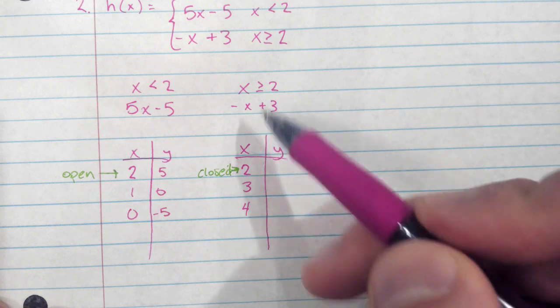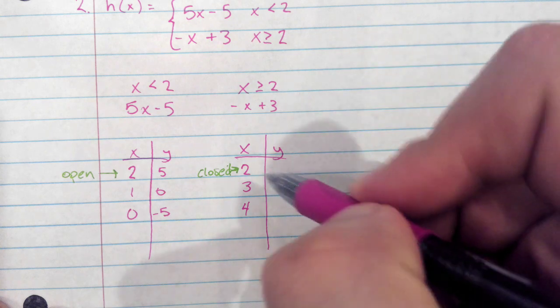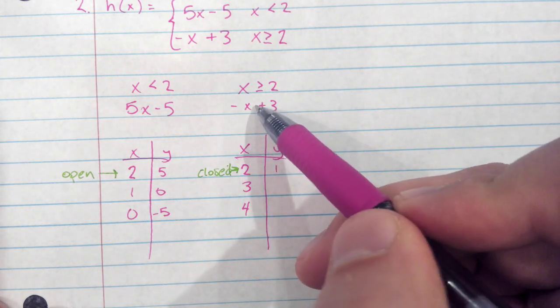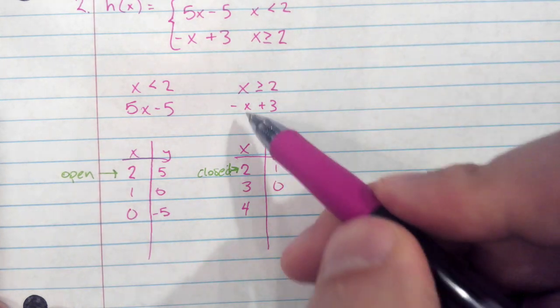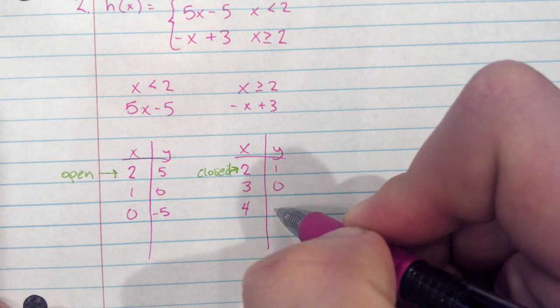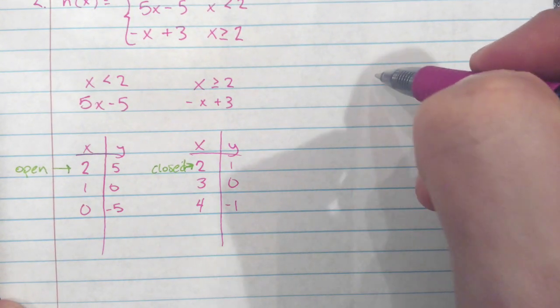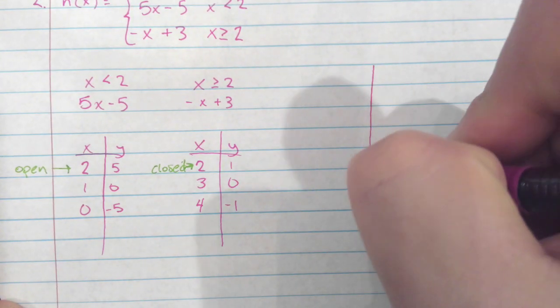We plug in these values to this function. Negative 2 plus 3 is 1. Negative 3 plus 3 is 0. Negative 4 plus 3 is negative 1. So we've got all the values we need. Now we just have to plot them on the graph and state the domain and range.